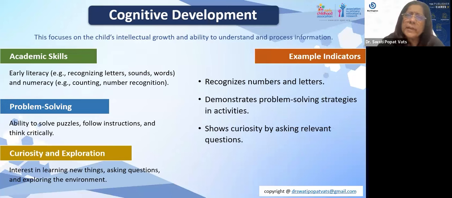Same with cognitive development. So these are just examples of what are the kind of areas that you need to observe, but they are all given in the holistic progress card. Let's see the next slide.